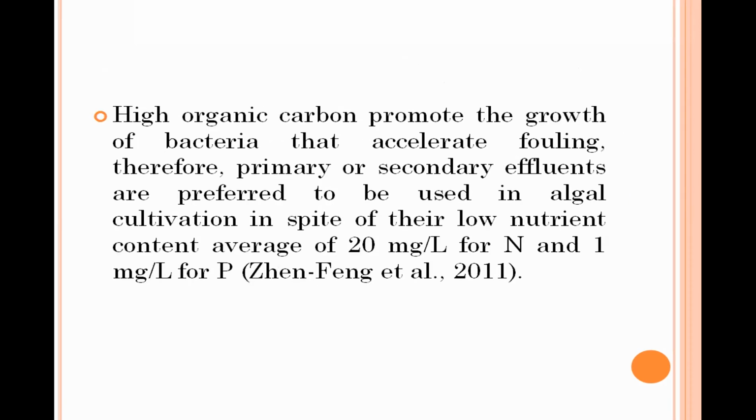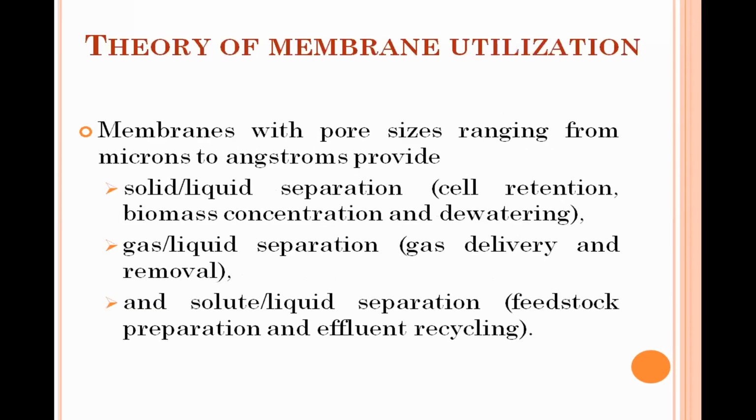However, high organic carbon, high organic compounds promote the growth of bacteria that accelerate fouling. Therefore, primary or secondary effluent are preferred to be used in algal cultivation in spite of their low nutrient content. Average nutrient content for the secondary effluent is 20 milligrams per liter for nitrogen and 1 milligram per liter for phosphorus.